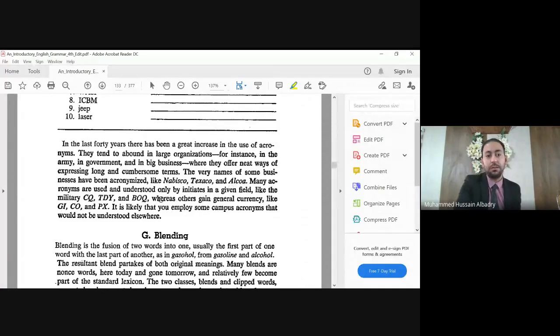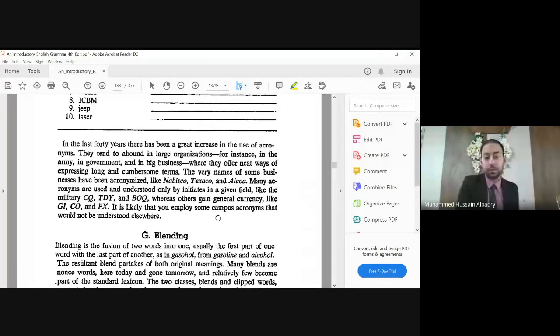You see, many acronyms are used and understood only by initiates in a given field, like military. Okay, so it's difficult for all of us to understand acronyms unless we check what is CQ, what is TDY, what is BOQ. Some of them are easy when you say, for example, ATM, هذا الصراف الآلي, or when you say MP, member of parliament, or PM, prime minister, رئيس الوزراء. Some of them are easy. Yeah, VIP, good.